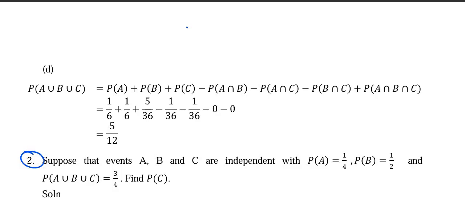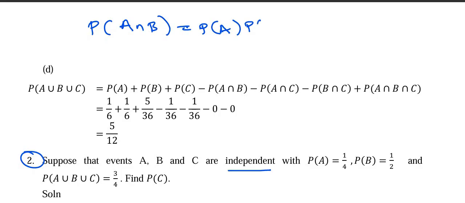Suppose that the events A, B, and C are independent, given that the probability of A is that, probability of B is that, and their union is this. Find the probability of C. That's what they want. Now, they gave us a keyword. Keyword here is independent. Independent meaning, if you ever see something like this, this is the same as probability of A times probability of B, right? That's what you have. So now we're going to rewrite a formula for this.